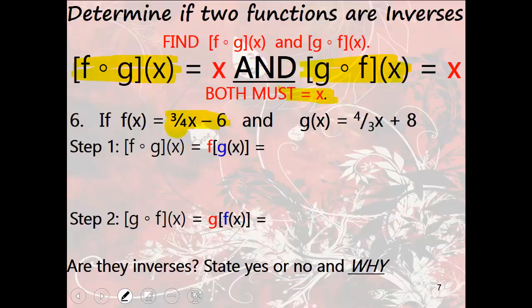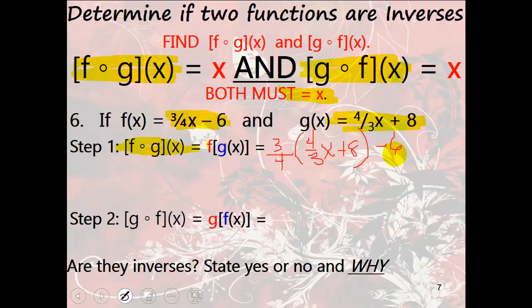f of x equals 3/4 x minus 6, g of x equals 4/3 x plus 8, and now I'm going to find f of g of x. So that means I'm going to plug g into f. So f starts with a 3/4, and then I hit an x. So that means I'm going to plug in 4/3 x plus 8, and then I'm going to subtract off 6.